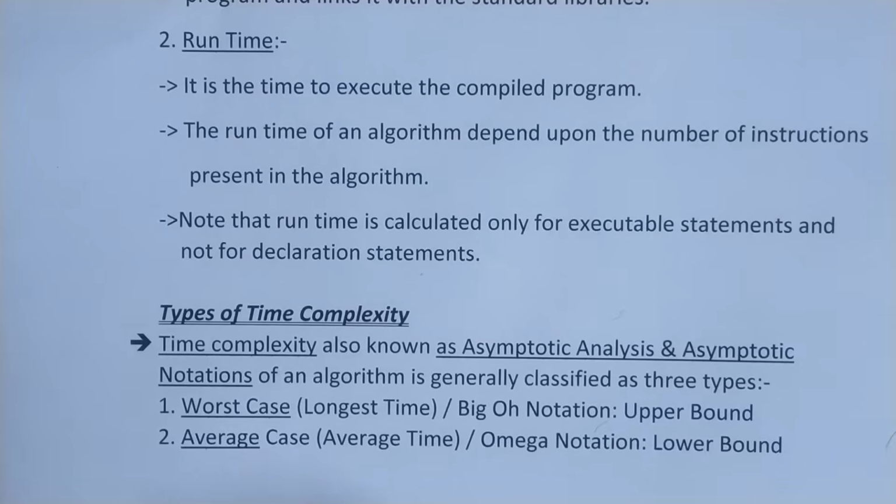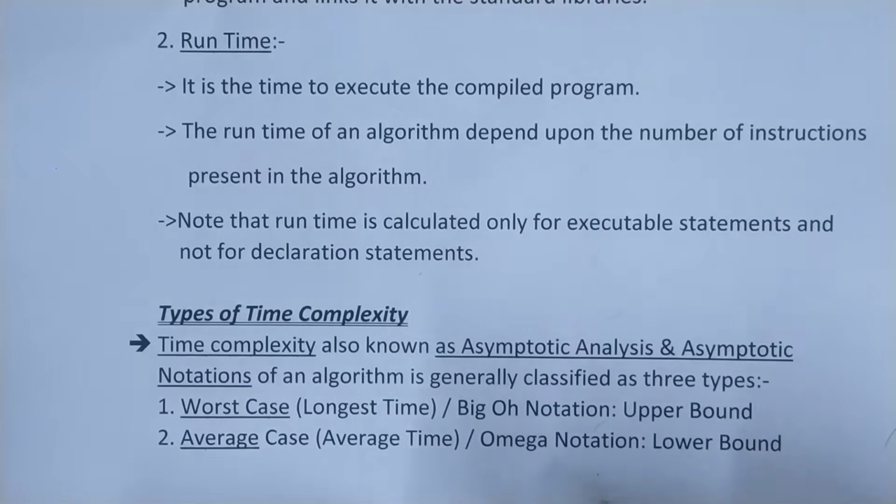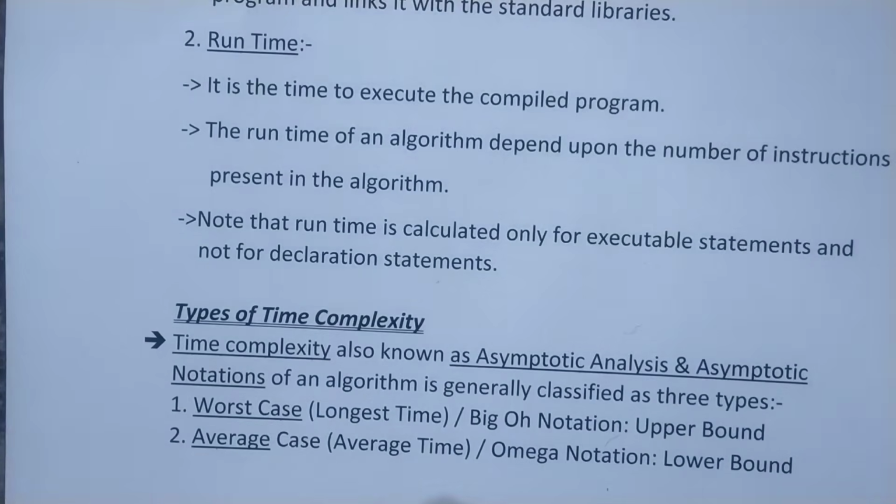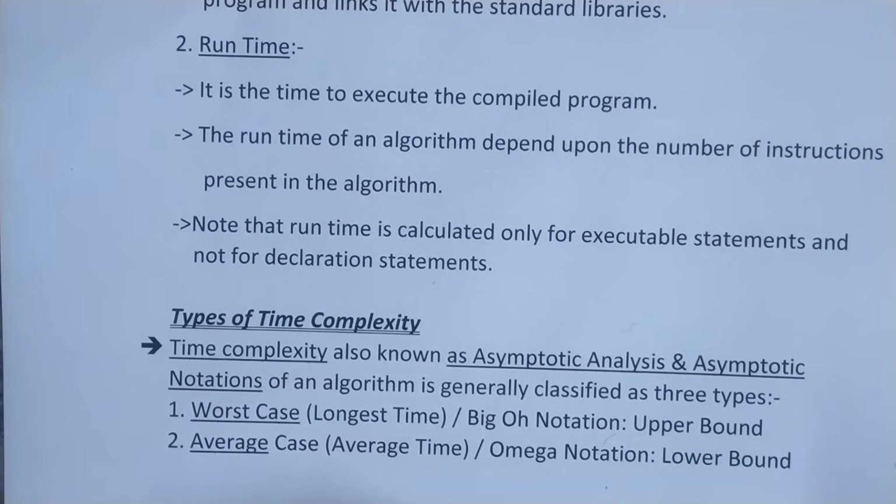Time complexity can be classified into three types. First is worst case. Worst case is actually the longest time taken by CPU to execute the program, and it is denoted by big O notation. Average case. Average case is the average time taken by CPU to execute the program, and it is denoted by omega notation. And third is best case. Best case is the shortest time taken by CPU to execute the program. It is denoted by theta notation.